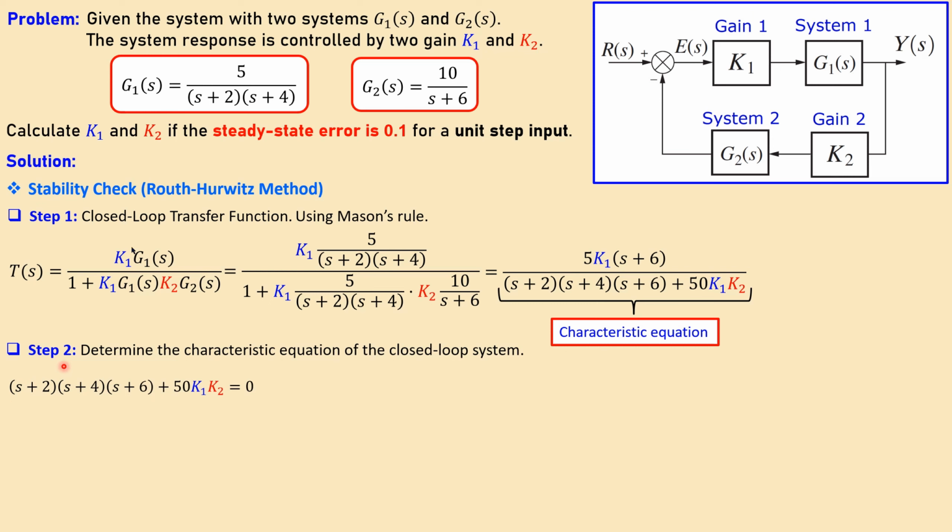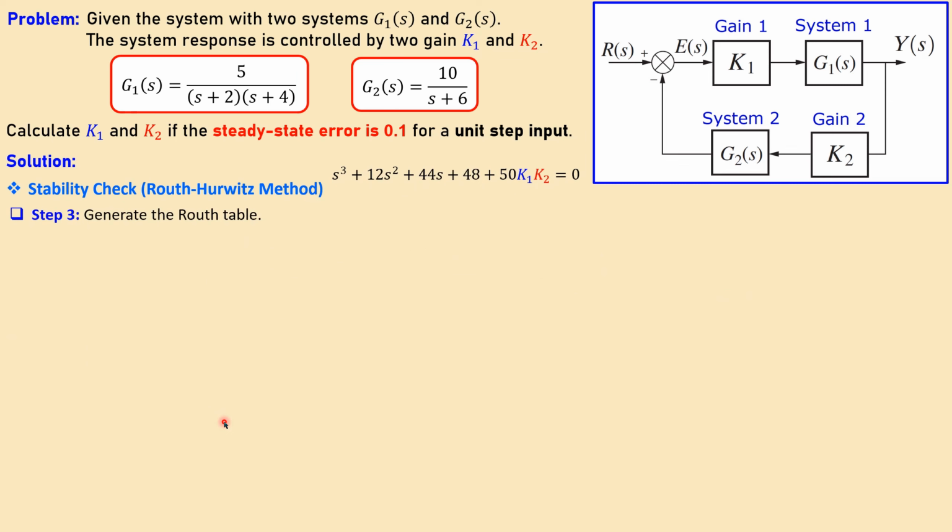In order to work out the stability using the Routh-Hurwitz method, you need a polynomial here, so you need to work out this parentheses and have a third order system: s cubed plus 12s squared plus 44s, and then plus a constant, which is 48 plus 50 times the product of these two gains, K1 and K2. That is equal to 0. That is our polynomial, so in our next analysis, we will use this characteristic equation.